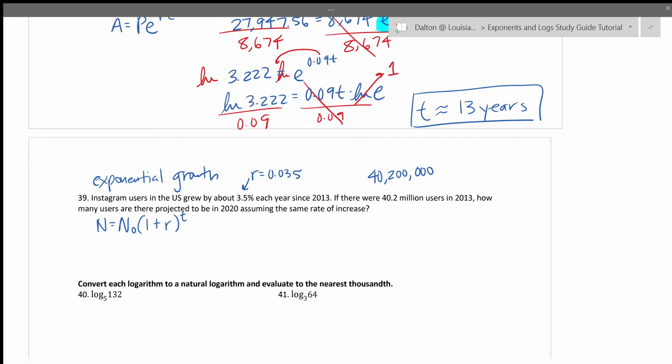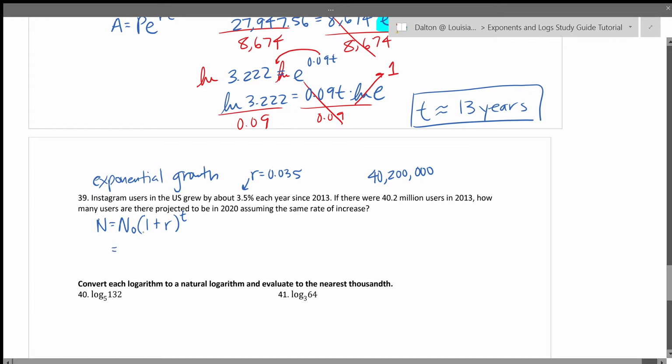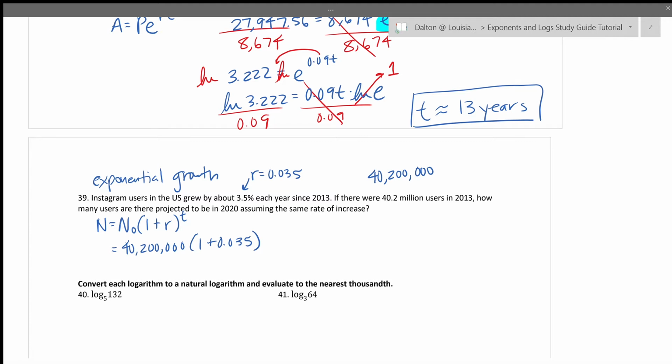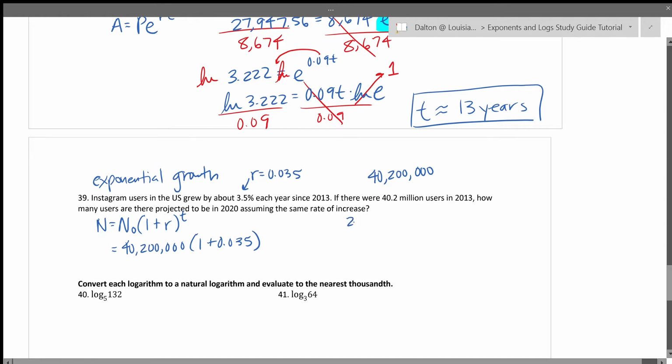When I substitute these values in, N sub 0 is our initial number, which will be 40,200,000 users, times 1 plus the rate. Again, it's growth, so that'll be plus 0.035. If it was anything dealing with decay or a decrease or a depreciation, any of those words, you would subtract the rate. And then to the t power is time. Well, the difference in time between year 2020 and 2013 is 7 years. So t would be 7.